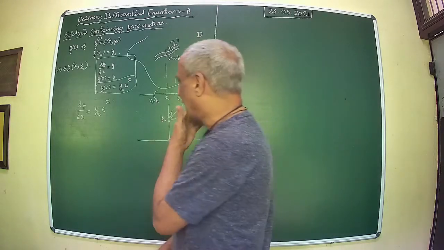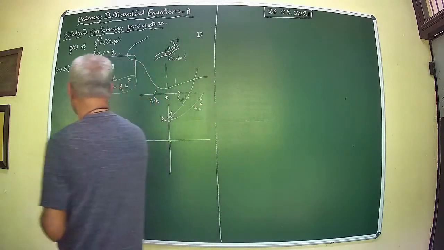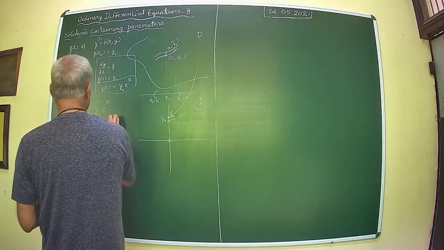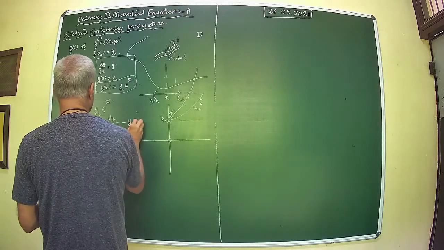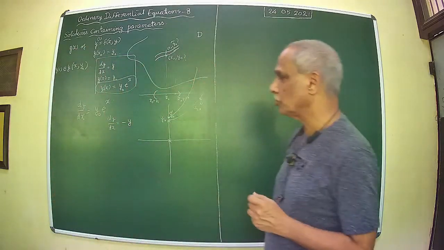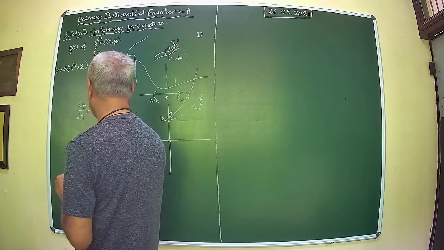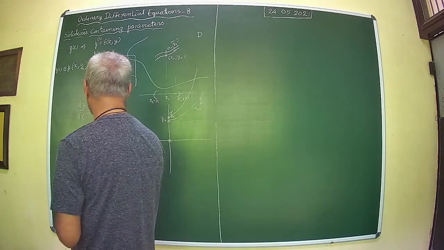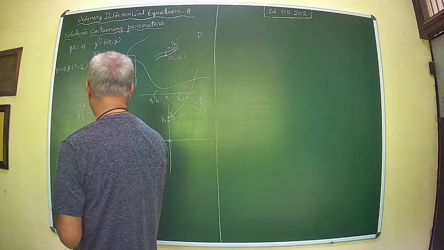On the other hand, see, this is the population growth problem or something. Suppose your problem is something like this, dy by dx equal to minus y, then what is the solution? The solution is again y(x, y0) given by y0 into e to the power minus x.